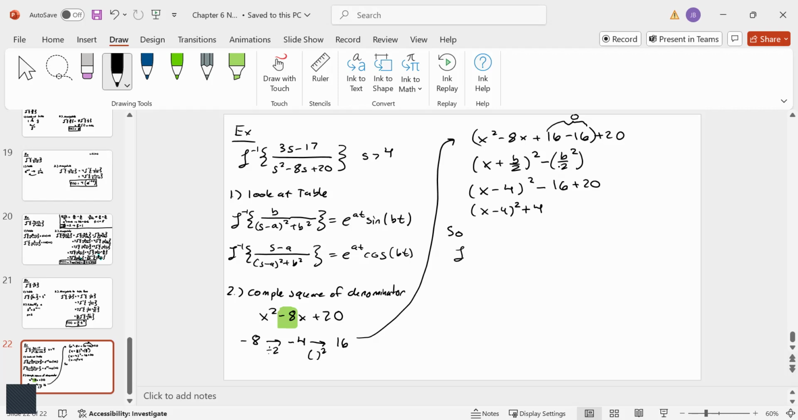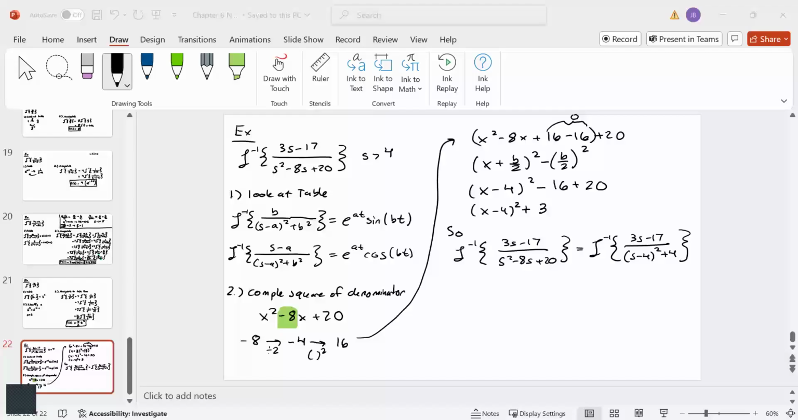So the inverse Laplace of 3s minus 17 over s squared minus 8s plus 20 has become the inverse Laplace of 3s minus 17 over s minus 4 squared plus 4, like that. One correction: the square should be outside the parentheses right there. So if you just saw it change right there, it's because I noticed the square is supposed to be on the outside. And that should be a 4. So now we have done the whole process.